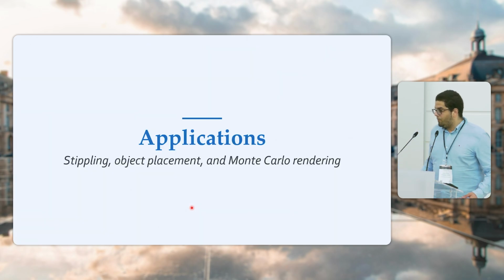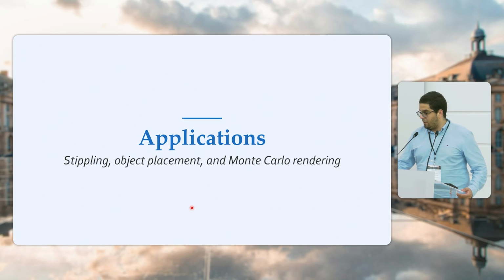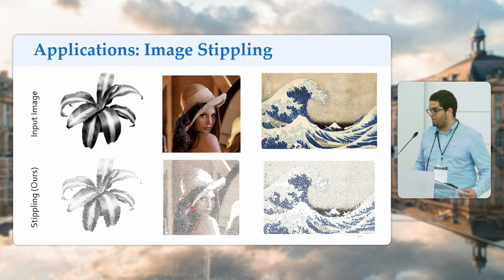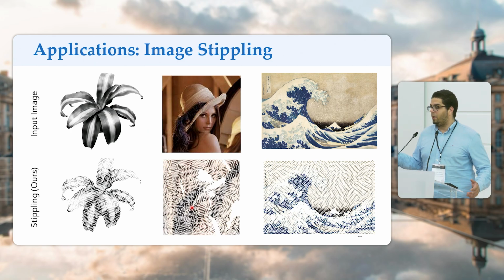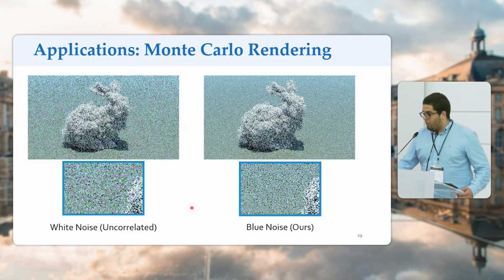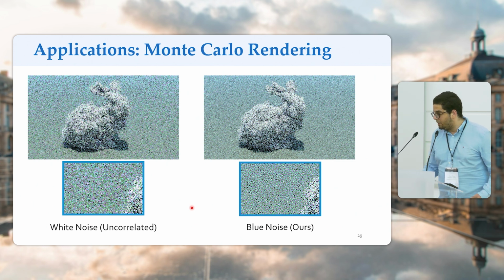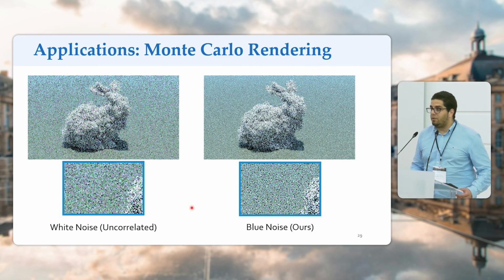So let's see now some applications for stippling and Monte Carlo rendering. Here we have 3 examples of stippling using our method, where the idea of this stippling is that you put more points in the dark side and fewer points in the bright side, but you can see that it resembles the main content in an artistic way. Then we also have an example of Monte Carlo rendering with 1 sample per pixel, and here we can see that the blue noise looks less noisy. So we see some of the practical examples that we mentioned before.